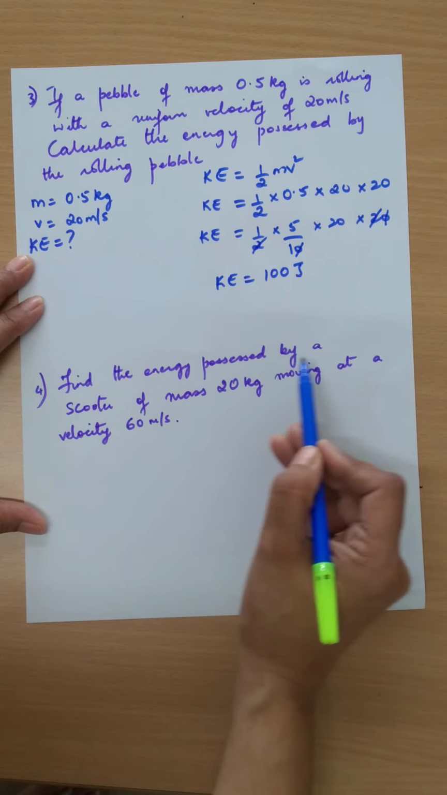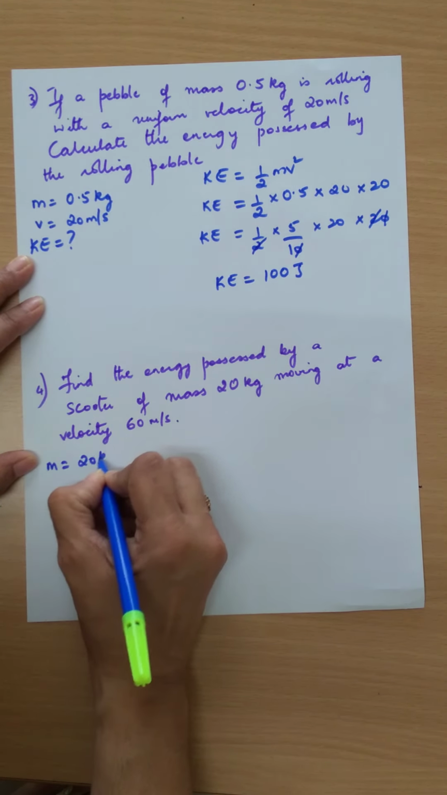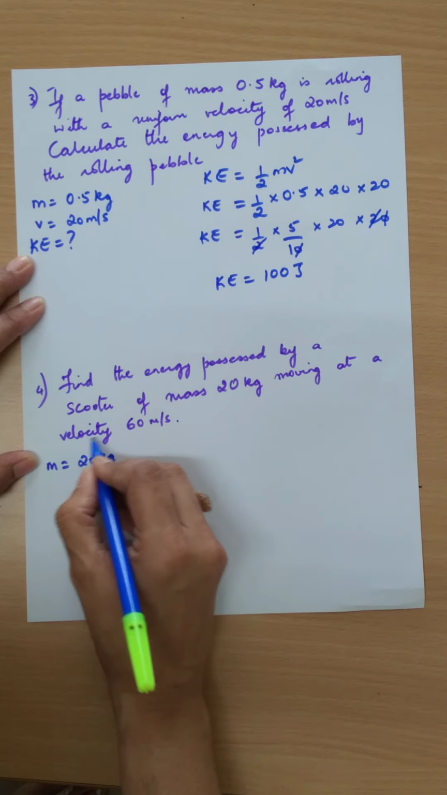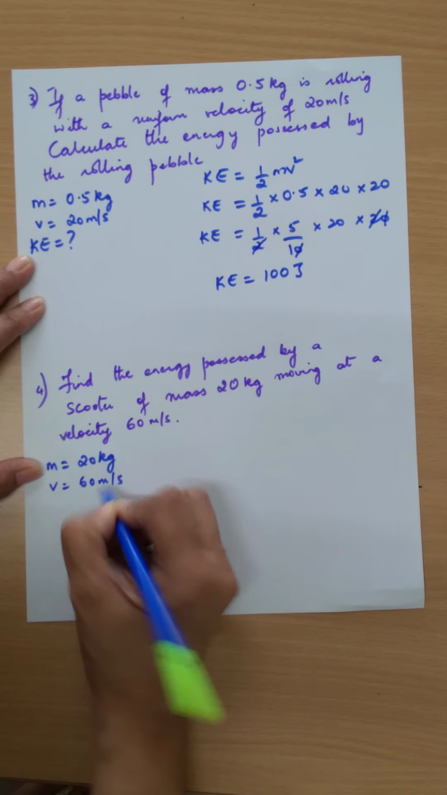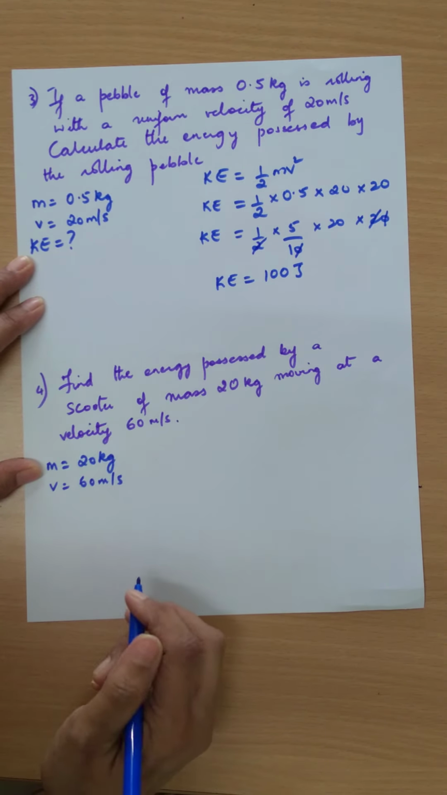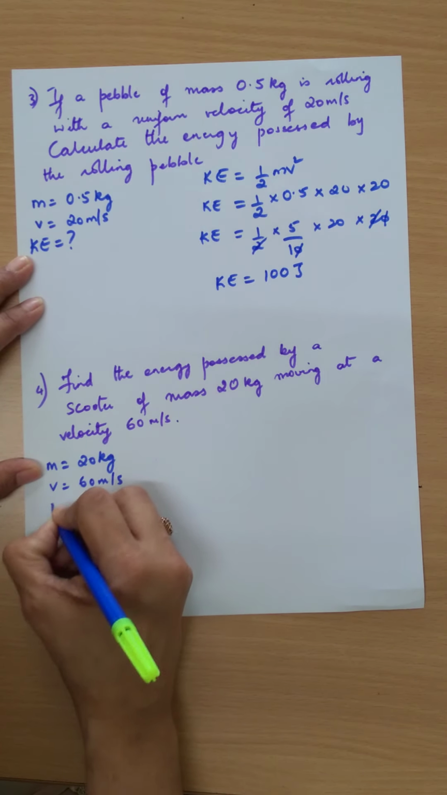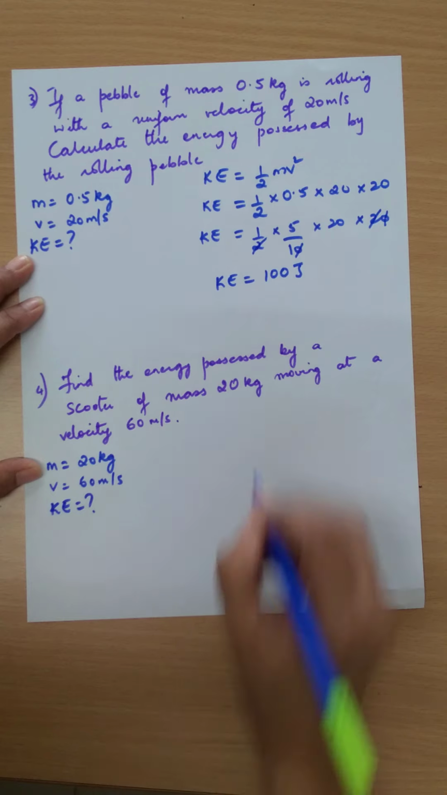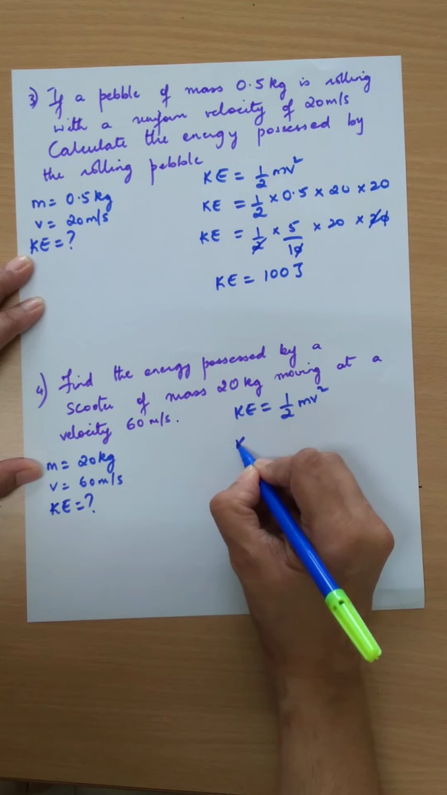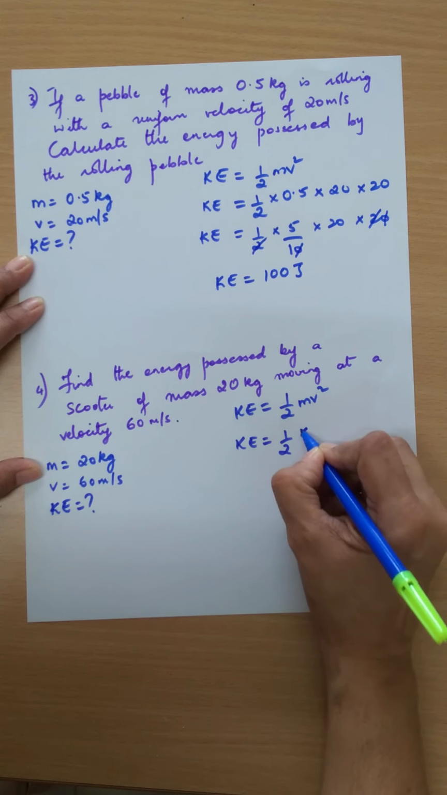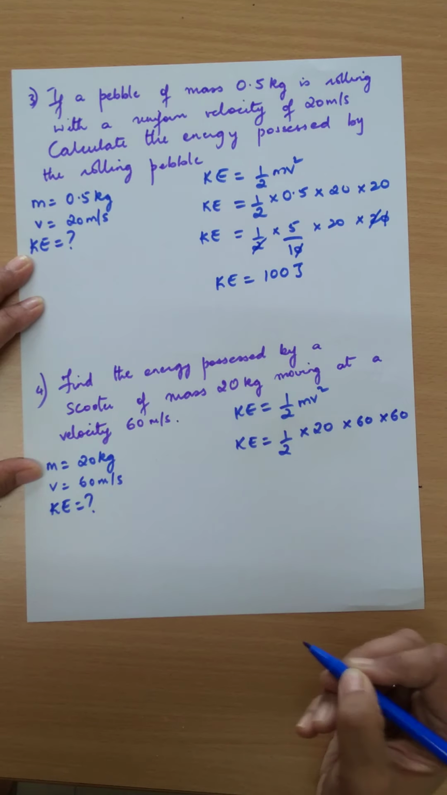Now we come to the fourth one. Find the energy possessed by a scooter of mass 20 kg. So mass is 20 kg. Moving at a velocity of 60 meter per second. Velocity is 60 meter per second. Find the energy possessed by the moving scooter. So kinetic energy you have to find. So kinetic energy is half mv square. So kinetic energy will be half multiplied by 20 multiplied by 60 multiplied by 60.